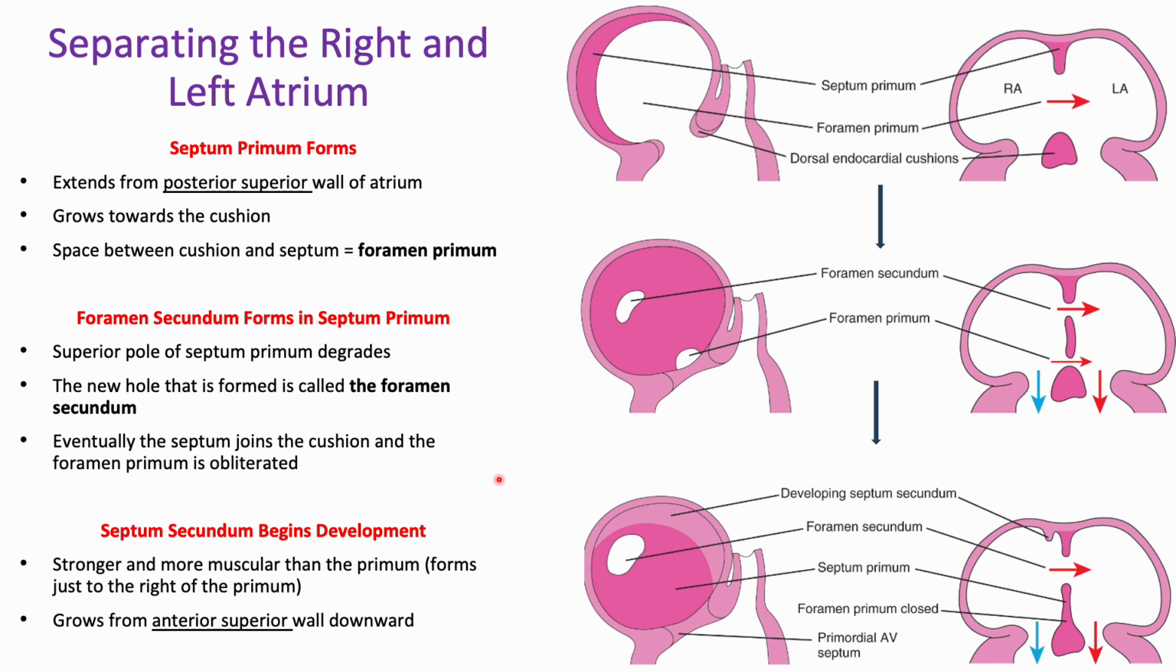Now, that is pretty much the development of the septum primum, and it forms those two foramen. The next thing that you're going to have is the septum secundum begins to form. So this is the secondary septum. And this is going to be a more membranous, stronger muscular structure. And instead of developing from the posterior superior walls, which we saw with the septum primum, it's going to be forming from the anterior superior walls and growing down. Okay, so this is the septum secundum, and it grows slightly to the right of the first, or the septum primum that was forming. So you can see it starting to form here, developing the septum secundum. And we'll talk a little bit more about how this goes in the next slide.